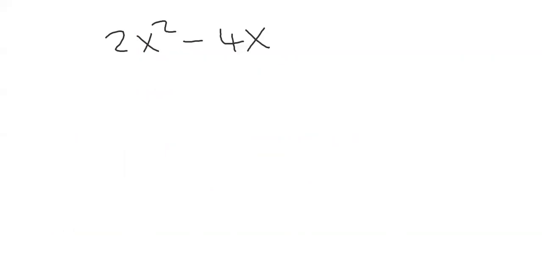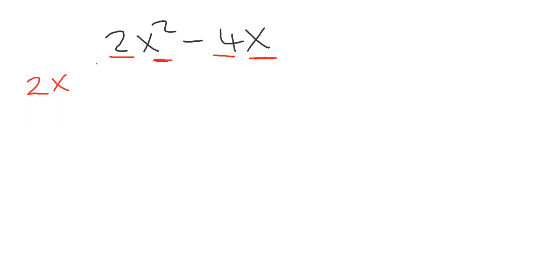First, let's look for a factor of 2 and 4. And that factor is 2. Then let's check our variables. We have an x here, and then we have an x there. So it means an x should go outside the brackets.